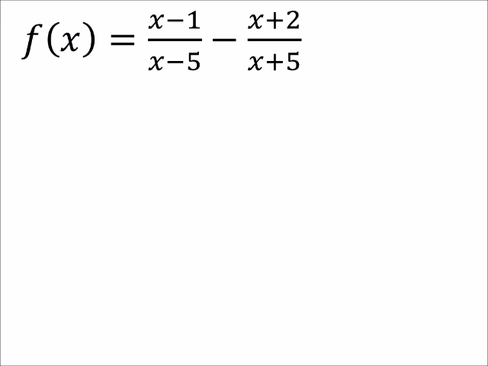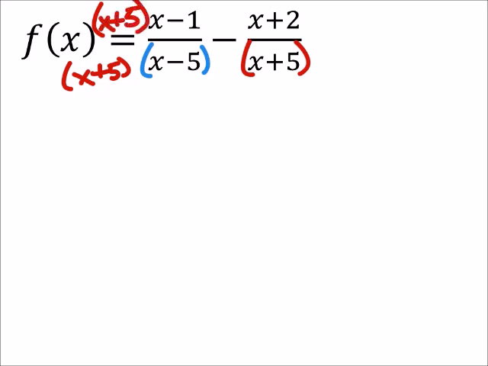So all I'm going to do with these types is, since I've got two binomials here, I'm just going to multiply one denominator by the other denominator. So in other words, here on the left, I'm going to multiply that by x plus 5 in the numerator and denominator. The reason why I have to do it to the numerator and denominator, and I may need parentheses here, is because then I'm multiplying essentially by 1.